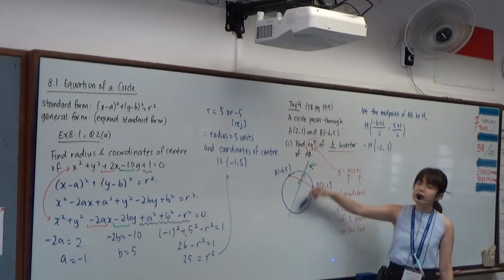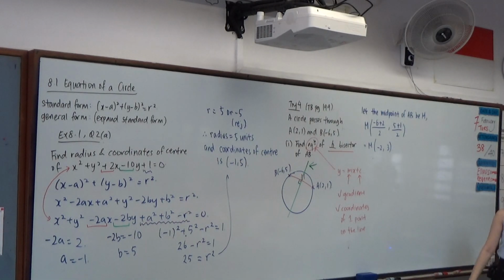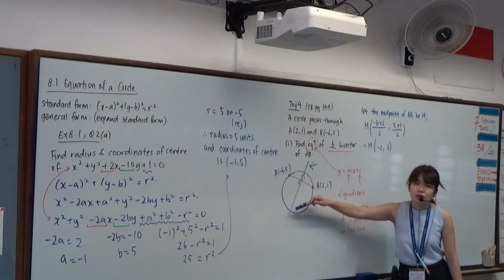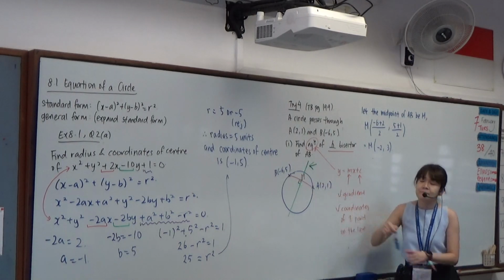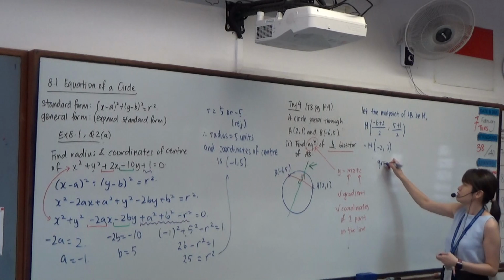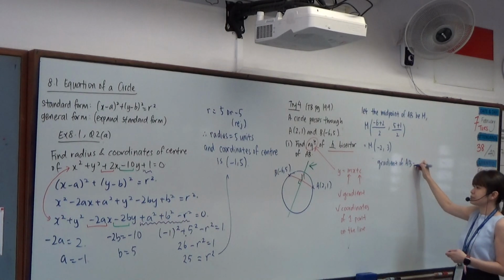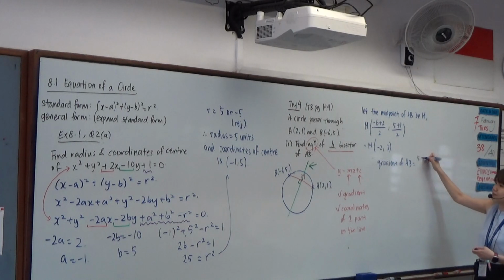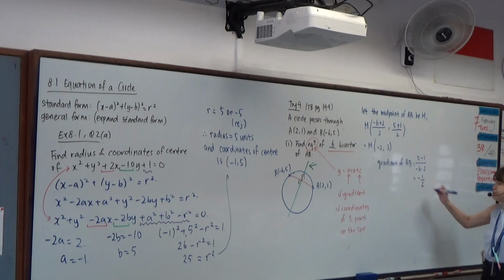The next thing is that I need to know the gradient of the perpendicular bisector. And that gradient, being perpendicular, will be negative 1 over the gradient of AB. So we find the gradient of AB. That will be (5 minus 1) over (negative 6 minus 2), that is, y2 minus y1 over x2 minus x1. So we get negative half.